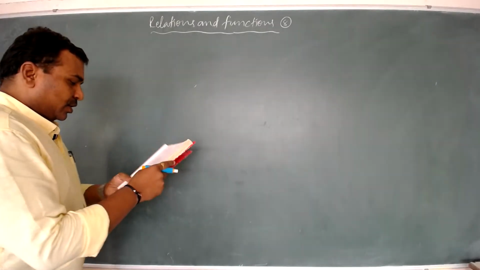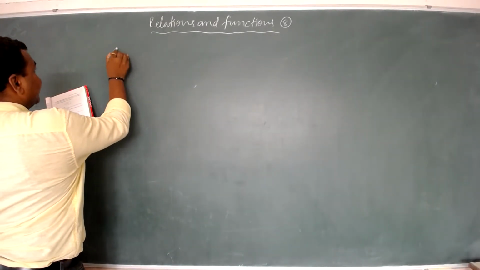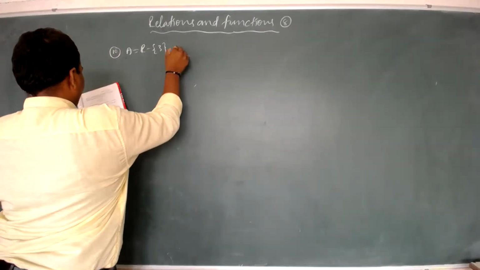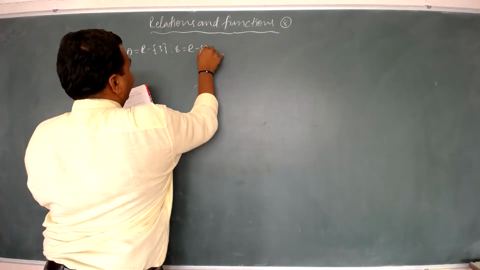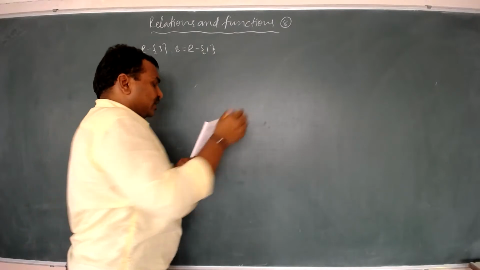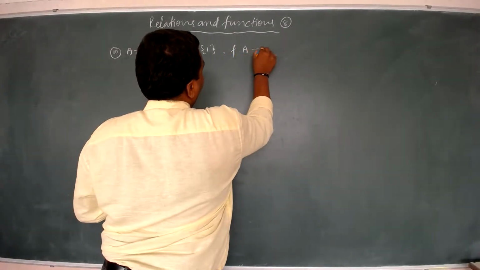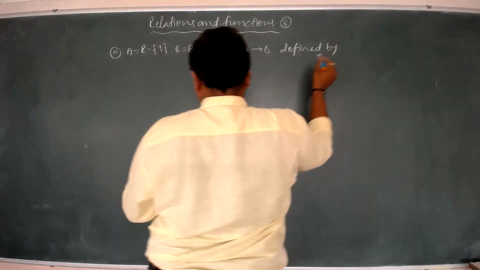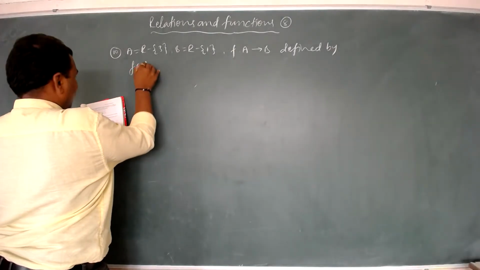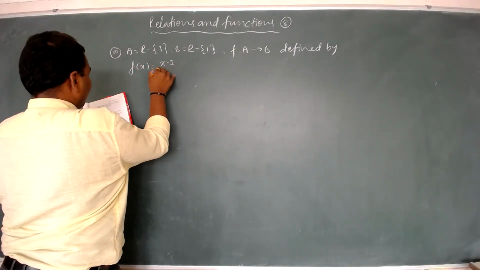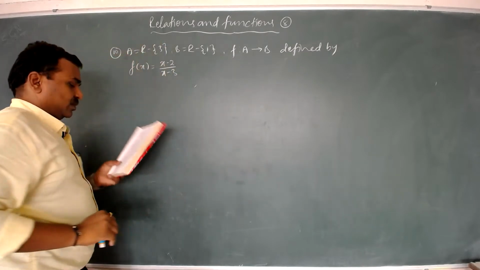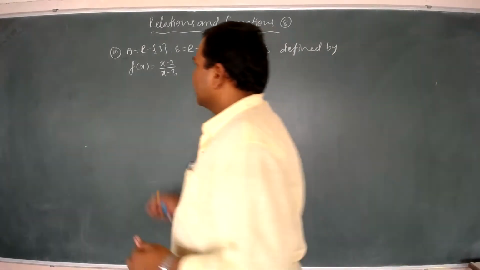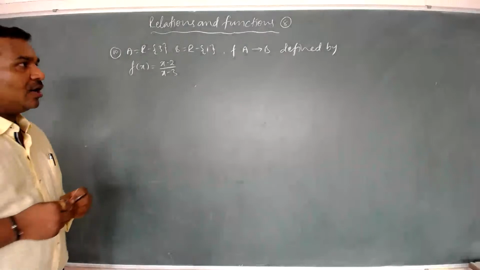Yes. Question number 10. A is equal to R minus {3}, B is equal to R minus {1}. f from A to B is defined by f of x equal to (x minus 2) by (x minus 3). Is it one-one and onto? So we have to verify whether the function is one-one and onto or not.